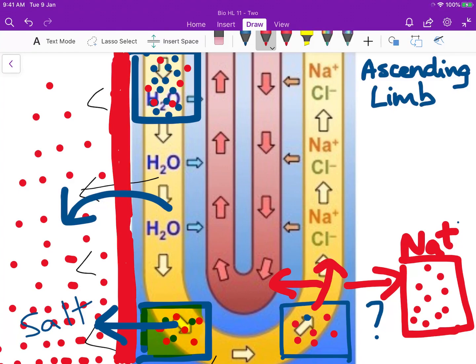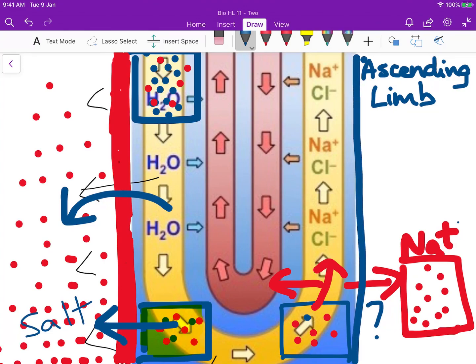Now, in order to rebalance the fluid, though, we don't let the water move. So I'm going to draw myself a barrier to water. Water is stuck in there, and sodium can move. Now let's think about what's going to happen then. Firstly, like we said, we're going to get a very salty bottom of the loop of Henle, and then we're going to get more and more of the salt pumped out.